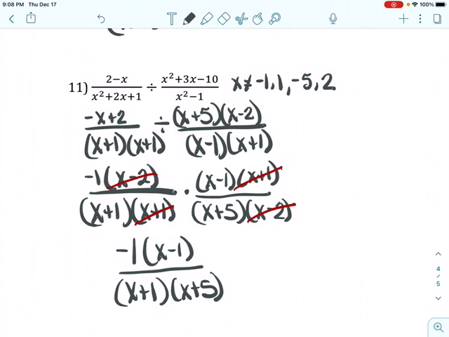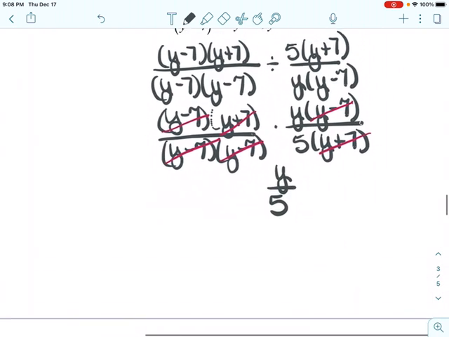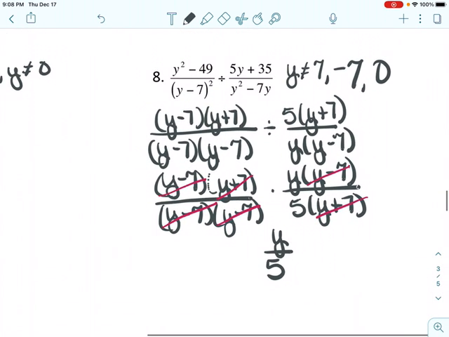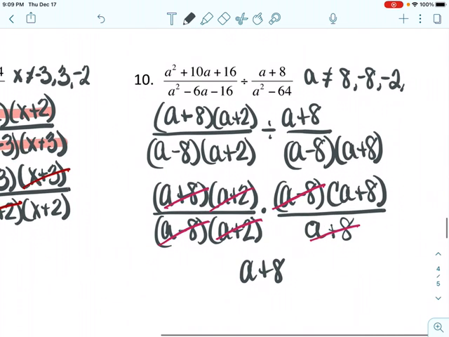Okay. All right, pause the video and try the other two in this section now. All right, and see how you do. Okay, so for that one, right, I got y over 5 as my final answer. Restrictions 7, -7, and 0. Don't forget about that y. He's the 0. And then this one, everything canceled out except a plus 8.